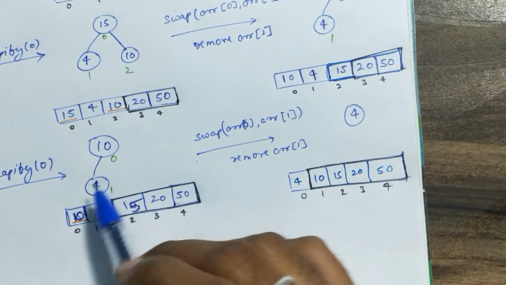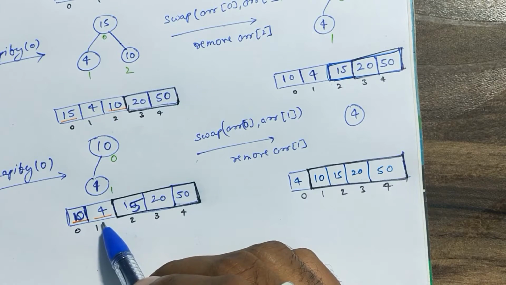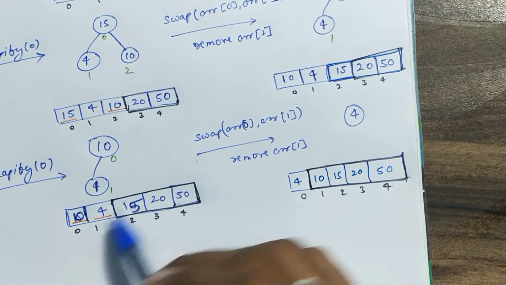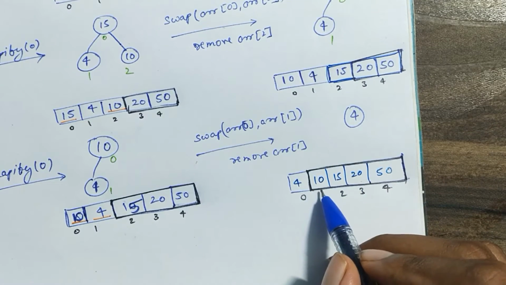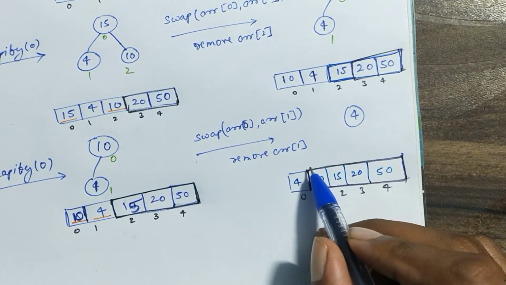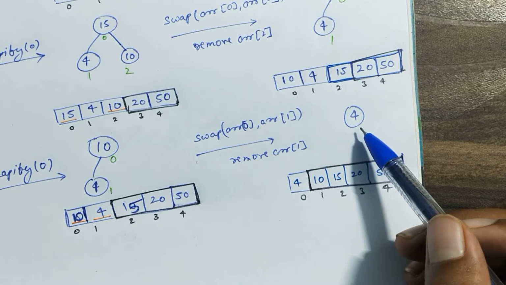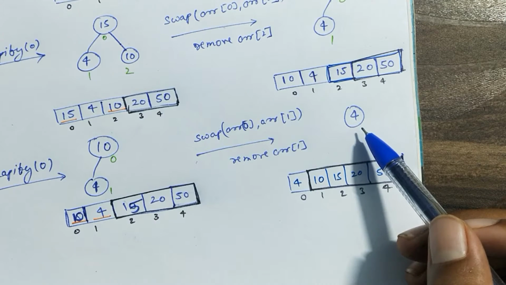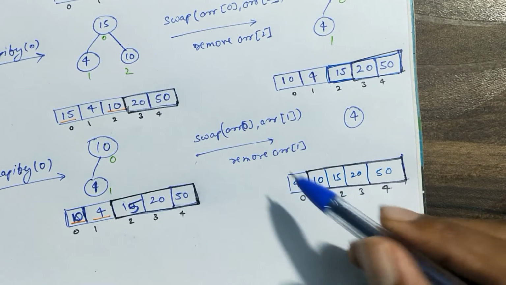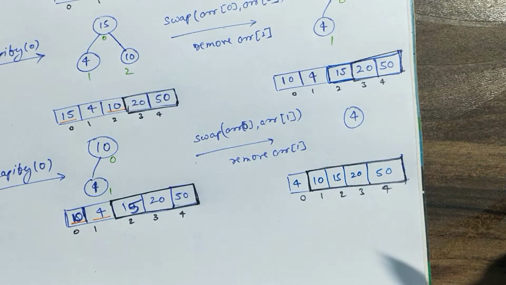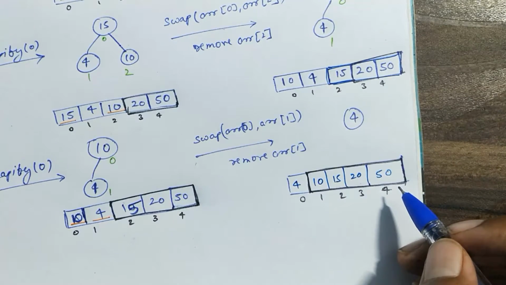Now we will perform the swapping for the first and last element of the heap. So 10 and 4 will get swapped. 4 will come at the place of the root, and 10 will get removed. It will come at its final position. So only 4 is remaining in the heap, so we will stop our loop here. So now after performing swapping and removing, we will finally get our sorted array.